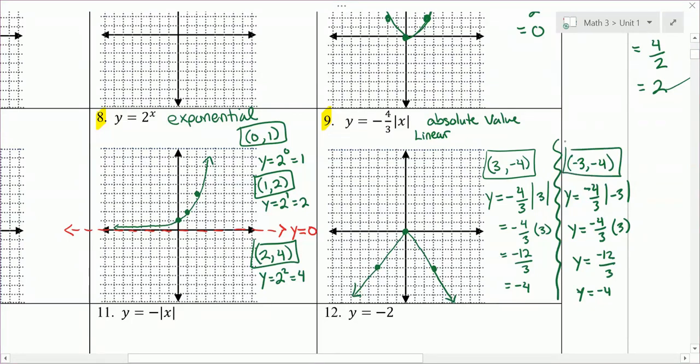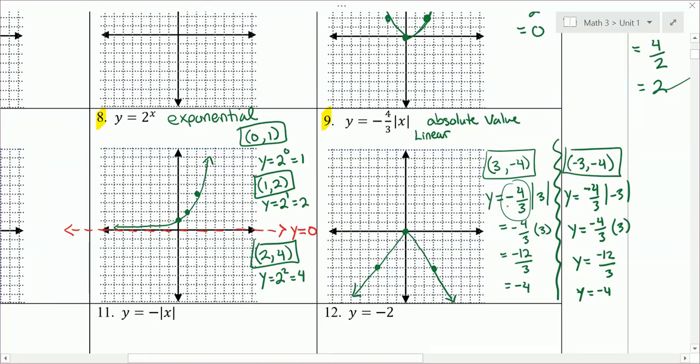Before we leave this problem, I want to point out, because this is linear, there is a slope that you can work with. And that slope is negative 4/3. If you remember how to work with that, it's a negative, so you go down 4, right 3. So that is the slope of the right side of the V shape always.